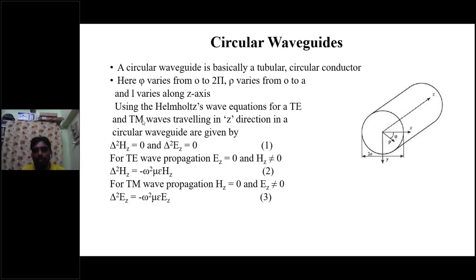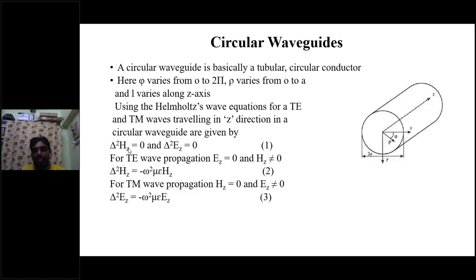We use Helmholtz wave equations for TE waves and TM waves in the Z direction. The basic components are del square Hz equal to 0 and del square Ez equal to 0. For the rectangular coordinate system, we can expand this as dou square Hz by dou x square, dou square Hz by dou y square, dou square Hz by dou z square, which is equal to minus omega square mu epsilon into Hz. This is for rectangular, but here we are analyzing a circular waveguide.